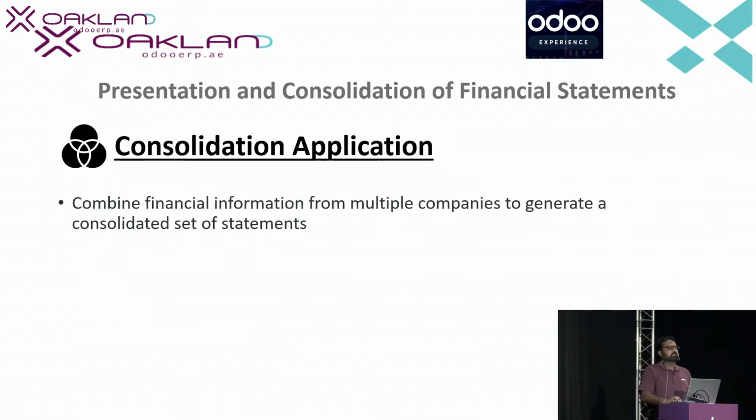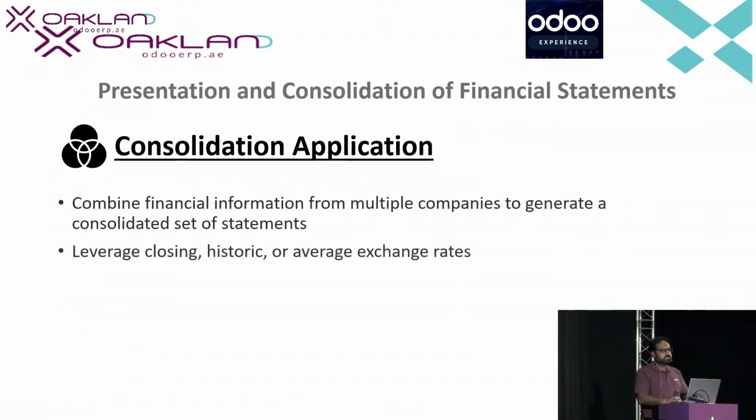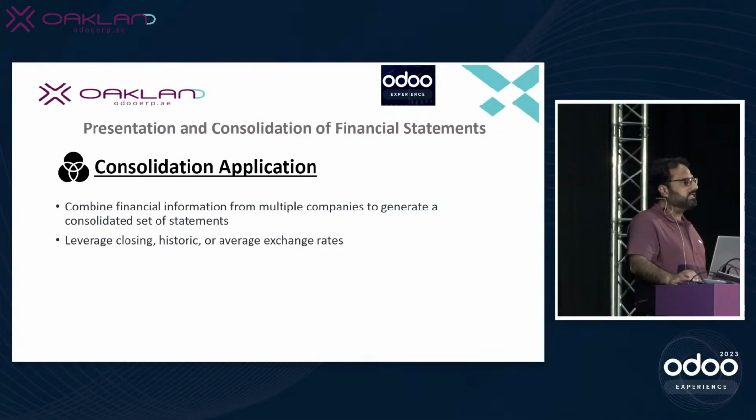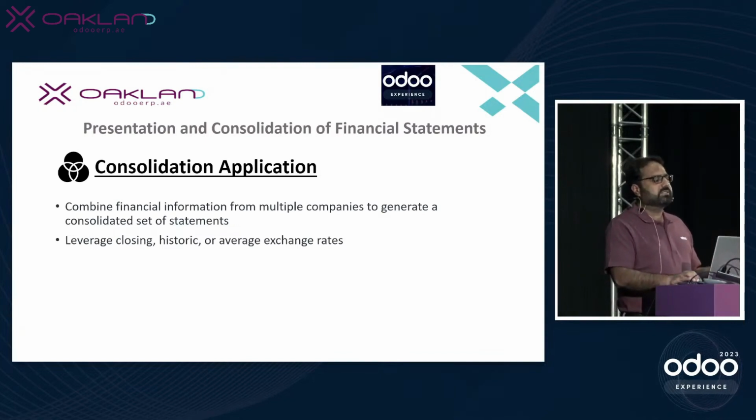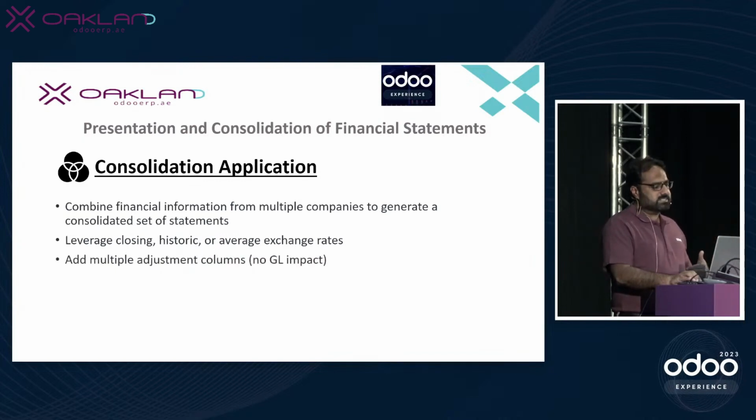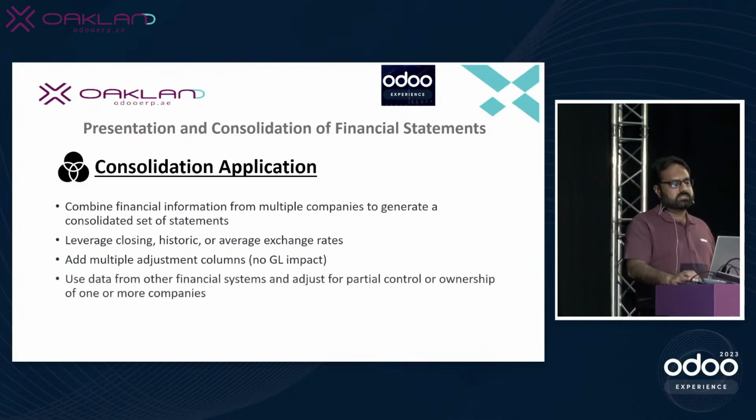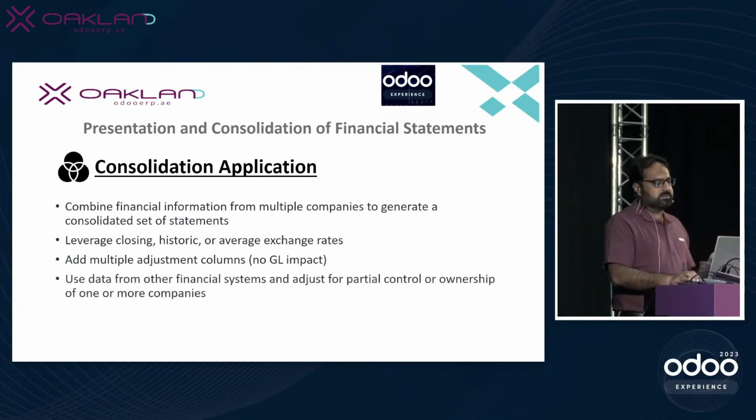In the consolidation application of Odoo, we can combine the information of multiple companies from the financial statements. We can play with the exchange rates. If any one of the entities is a foreign entity and the currency is different than the base currency, we can convert to the base currency. We can do multiple adjustments through journals, and there are some other features.